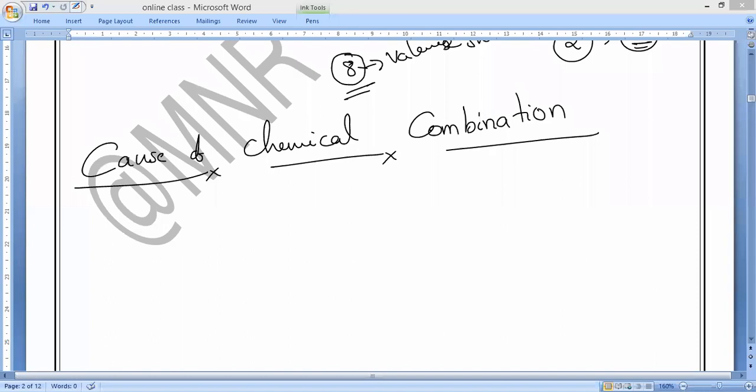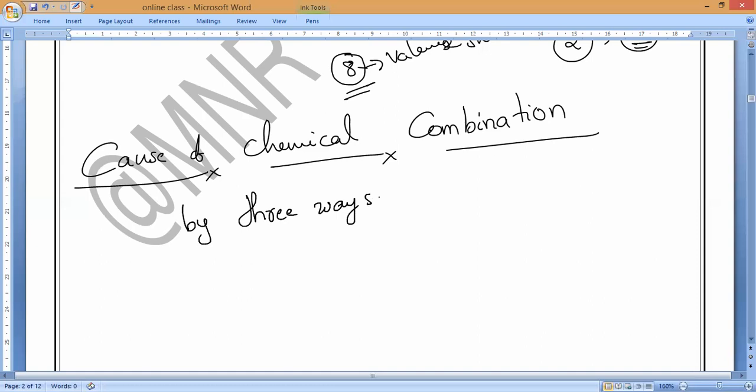So now, what are the 3 possibilities to get inert gas configuration? By losing 1 or more electrons to another atom, by gaining 1 or more electrons from another atom, and by sharing 1 or more electrons with another atom. So please, all of you write: an atom can achieve the inert gas electronic configuration in 3 ways.